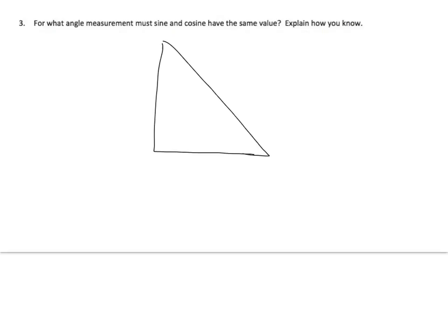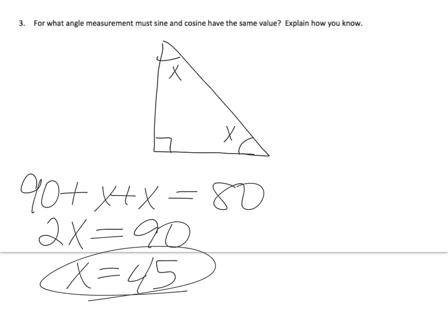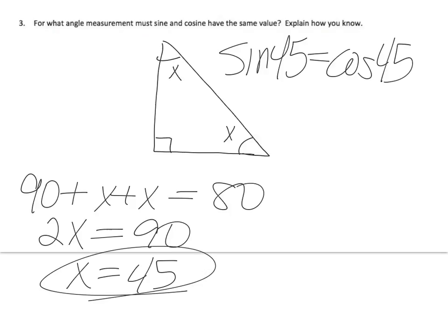If I give you these are the same, there's only one value that they can be. If we said they were both x, you would say 90 plus x equals 180. So 2x, subtract 90 from both sides, x equals 45 degrees. It's only valid for 45 degrees. So sine of 45 equals cosine of 45, and the other way around. You could flip it, but you just have the same thing.